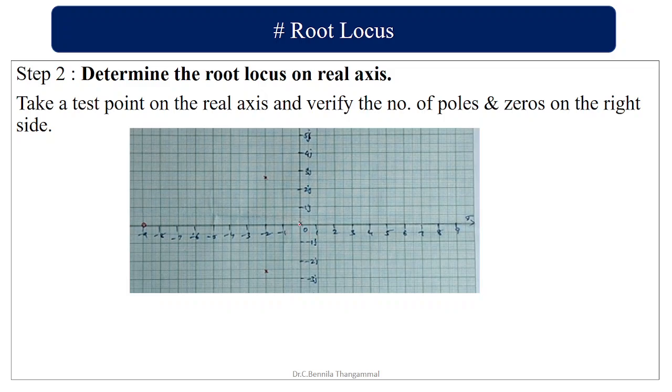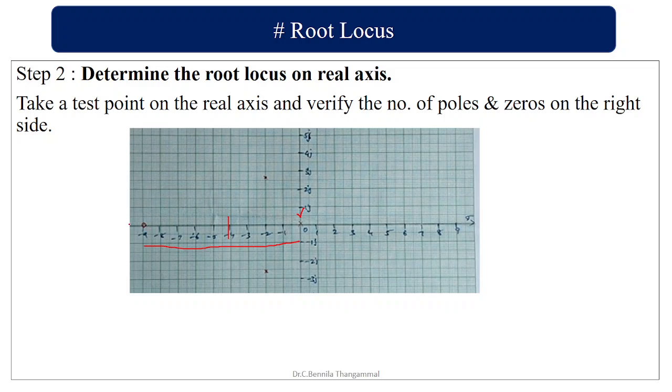Here I have one pole as well as one zero. In between the pole at 0 and the zero at minus 9, I will take one test point, let it be minus 4. On the right side of my test point, how many poles and zeros are there on the real axis? It's only 1. So we will have root locus in between 0 and minus 9.